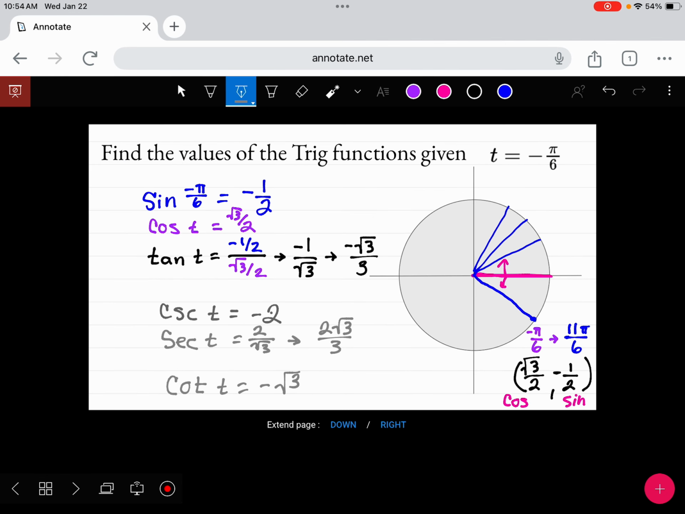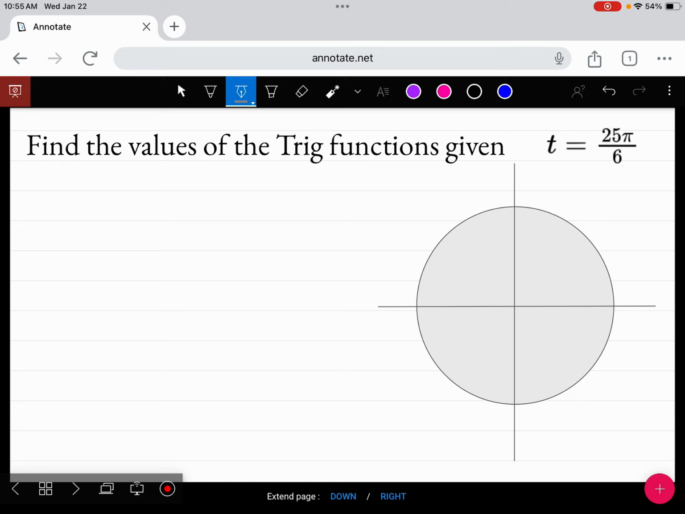So find our angle, find our ordered pair. Okay. So sometimes we'll be given negative angles, sometimes we'll be given big angles. So here's another one like this. We've got to find all 6 trig functions given that t is 25 pi over 6. So my question is, where is 25 pi over 6?